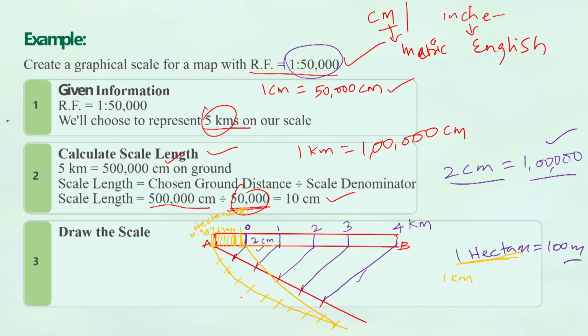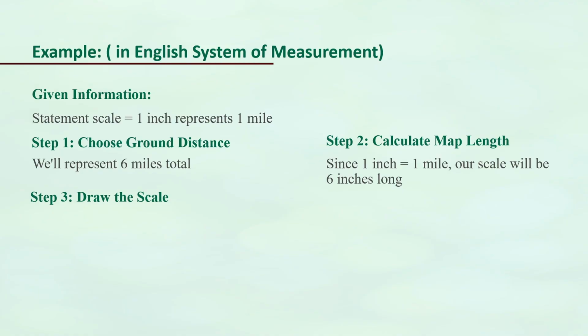The right portion to the 0 in the scale should have primary division, and the left portion of the scale should have secondary division. This is the thing. The left portion of the scale will be representing 1/10th value of the main division of the scale. Okay. These are the things you want to keep in mind. Now, we have constructed the graphical scale using the representative fraction value. The next example is in English system.